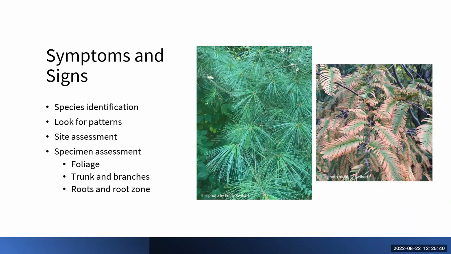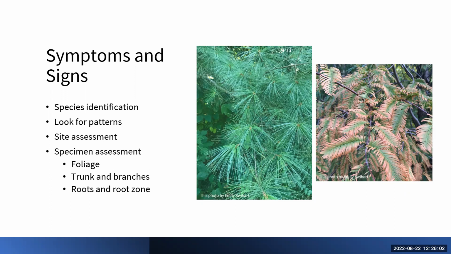On the other side is abiotic, which are environmental challenges or environmental issues that the tree would be responding to. This would be generally more uniform, and they would not have any sort of signs of a disease. So you would not see insects present. You would not see fungal fruiting bodies.